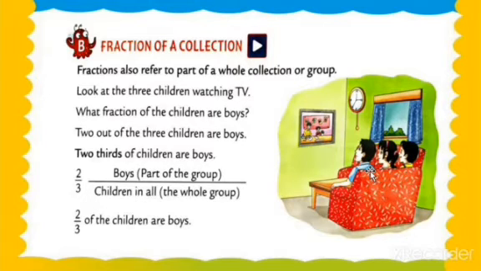2 upon 3. Why am I writing 2 upon 3, my dear students? Because 2 is the boys, a part of the group, and 3 is what? 3 is all persons, meaning all children. Okay, 1, 2 and 3. 3 shows all the children and 2 shows the strength of boys. Understood, my dear students? It's called a fraction of collection. I hope you all understood.